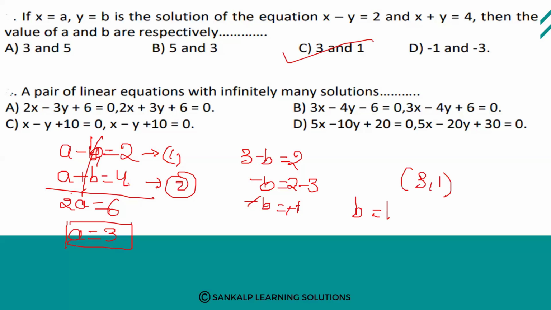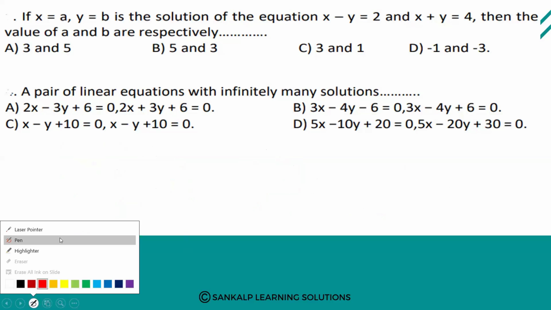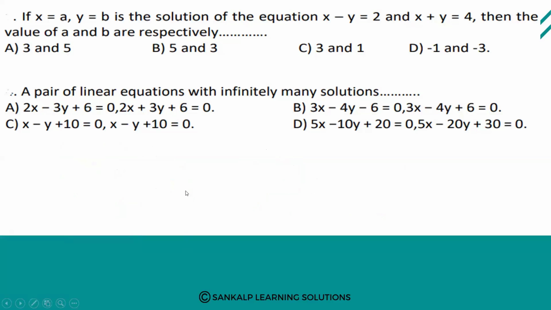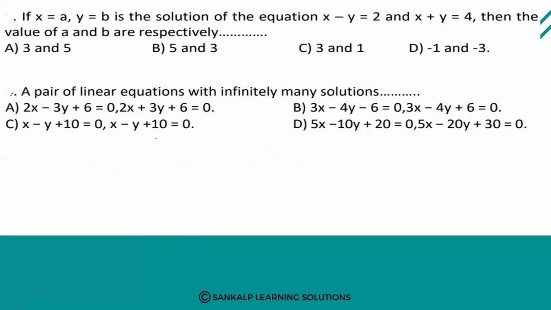Now, a pair of linear equations with infinitely many solutions. When will you have infinitely many solutions? When two lines are coincident. Then you will have infinitely many solutions. So the condition should be A1 divided by A2 is equal to B1 divided by B2 is equal to C1 divided by C2. That means all ratios are equal.